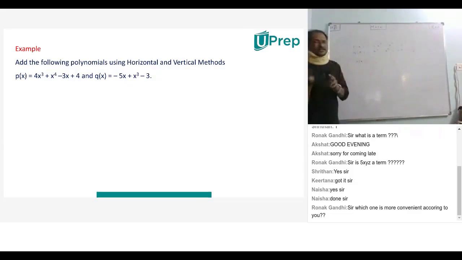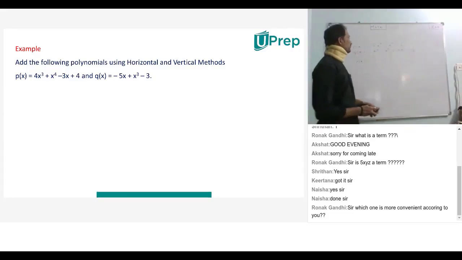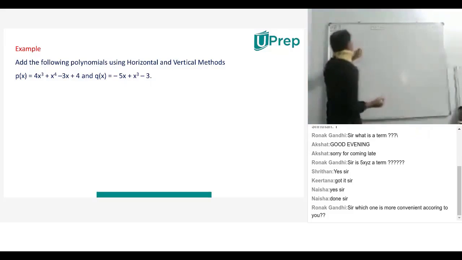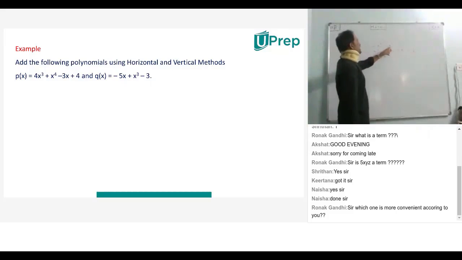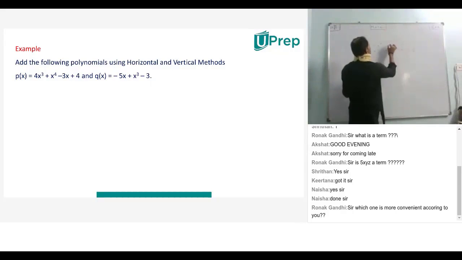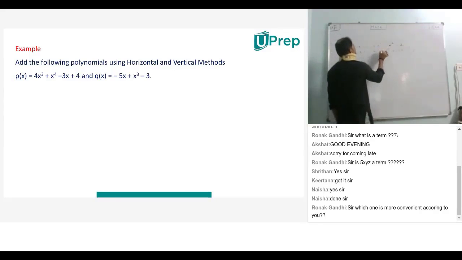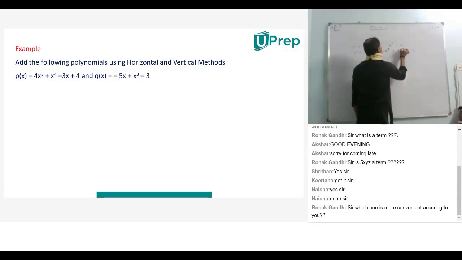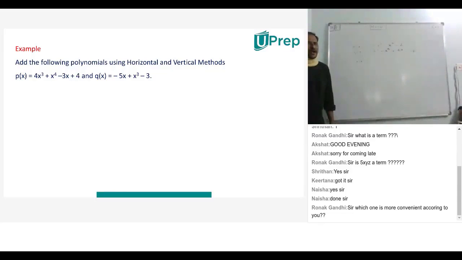Sir, what is P? I can't see the board clearly. P of x is equal to 5x cubed minus x square minus 2. Q of x is x power 4 minus x cubed plus 2x minus half. Now I want to add with the help of the vertical method.